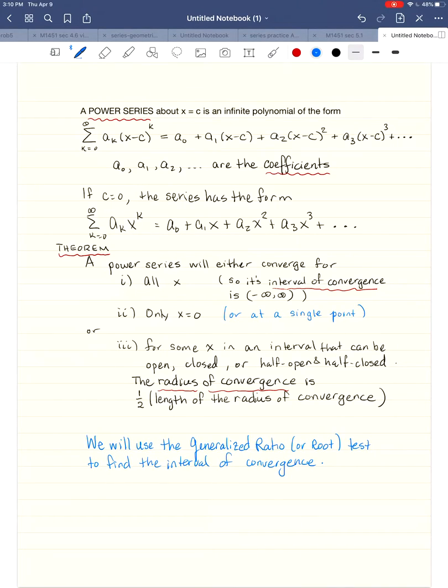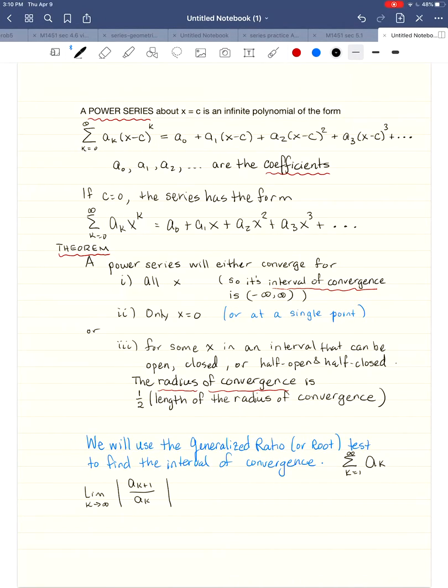Given a power series, we're going to determine its interval of convergence using the generalized ratio test. Let me remind you what that says. The generalized ratio test says that we take the limit as k goes to infinity of the ratio of the subsequent term divided by the current term. These are different a's than what I used as the coefficients above. These are the a's in our series, so it'll involve the x's as well.